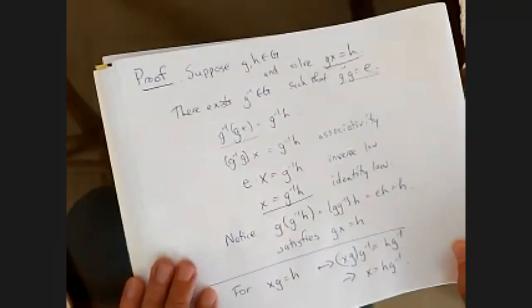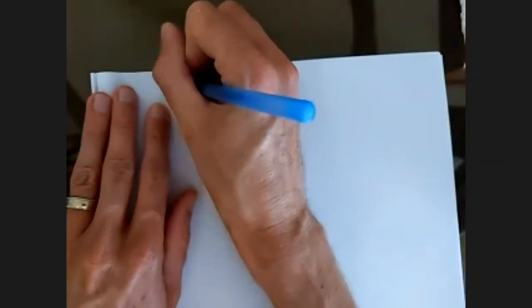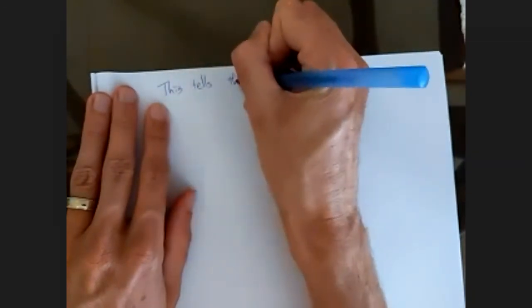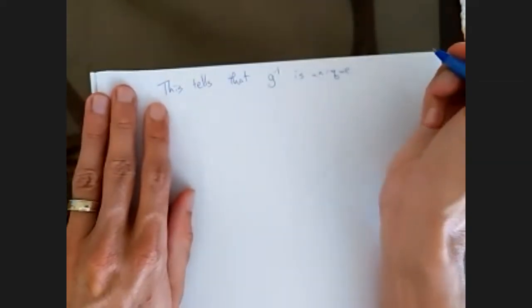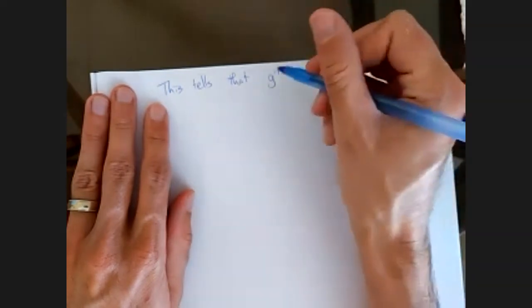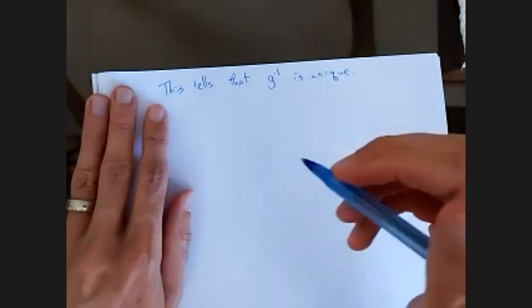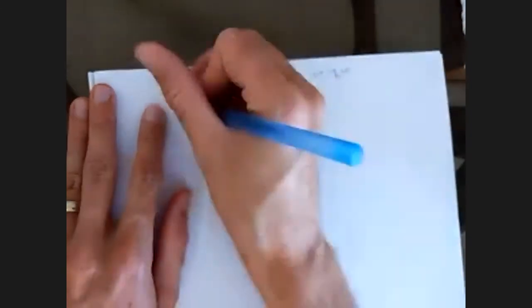So that gives us several useful properties. This tells us that G inverse is unique, meaning that for each G, there's one and only one inverse. We can't have more than one inverse. It also tells us that the identity is unique.